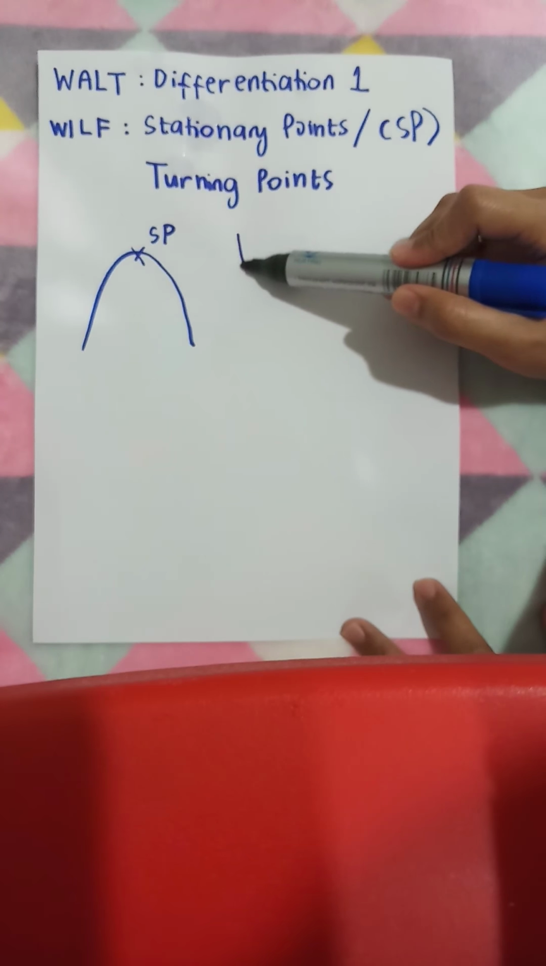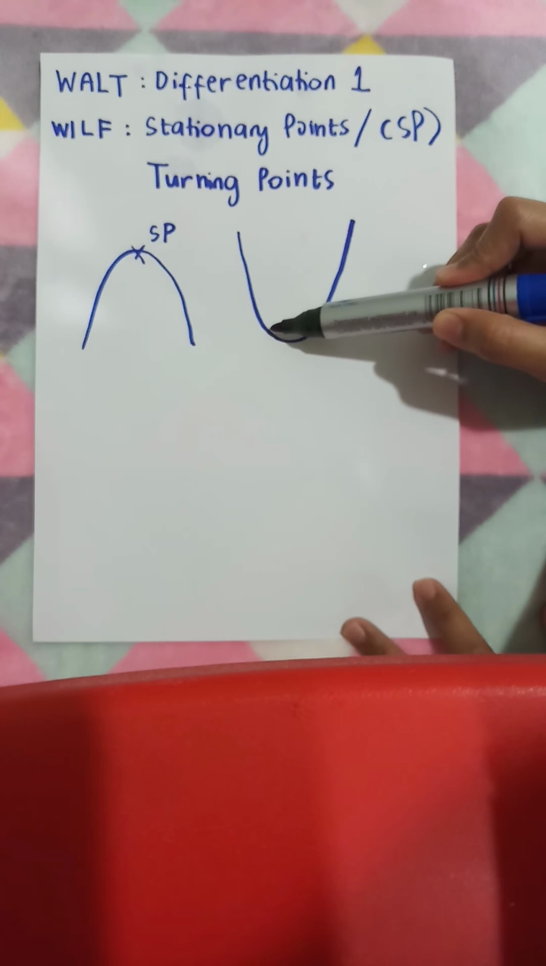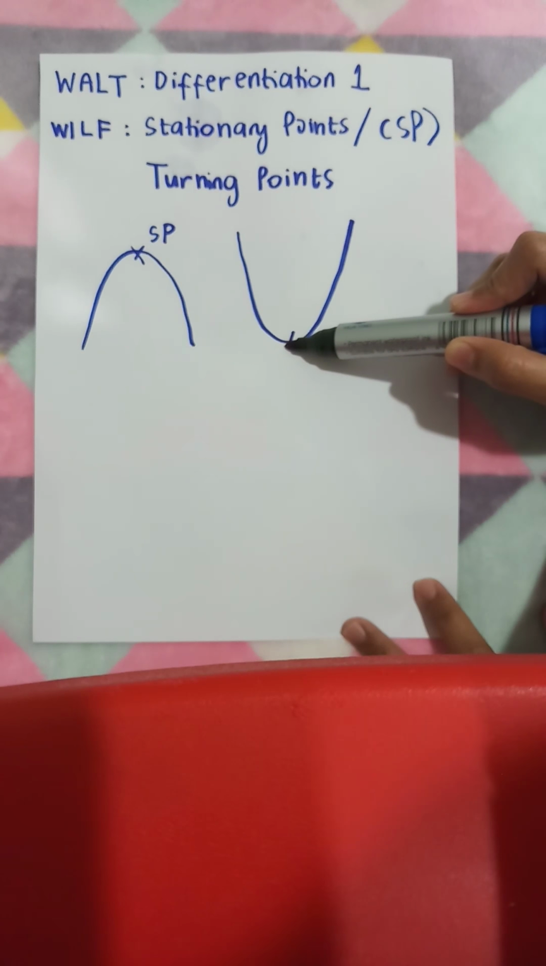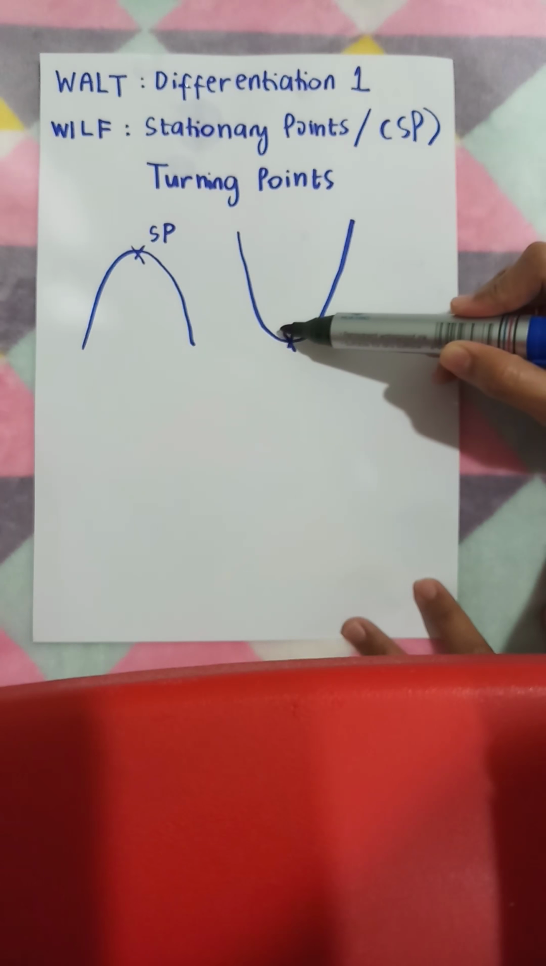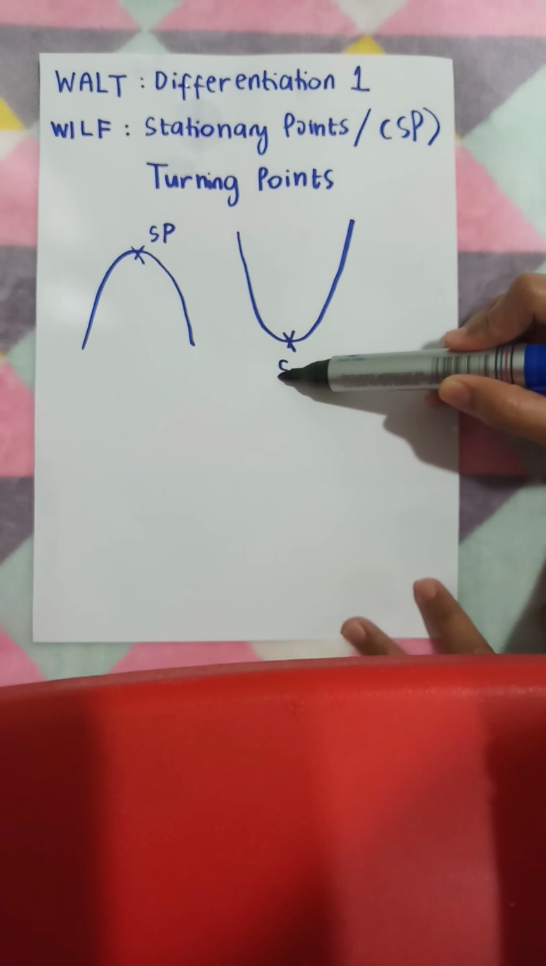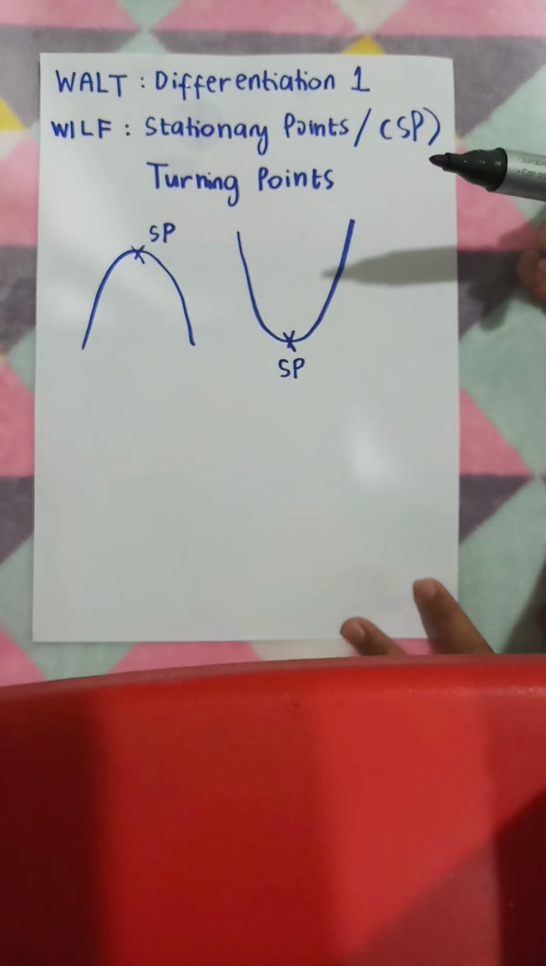It can be in this form or also in this shape here, where I'm going down and at one particular point my curve goes up. So this is what we call a stationary point, or turning point.